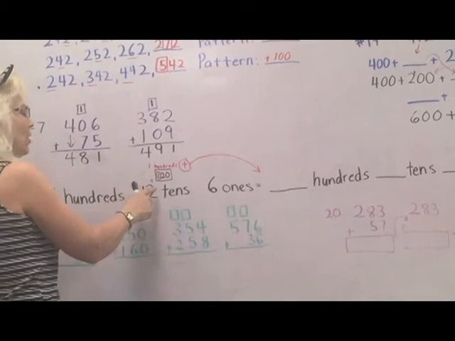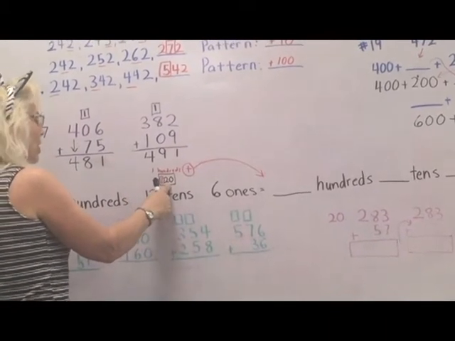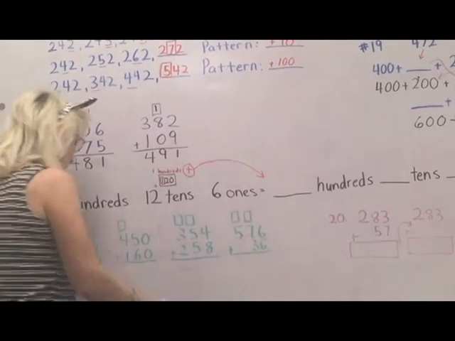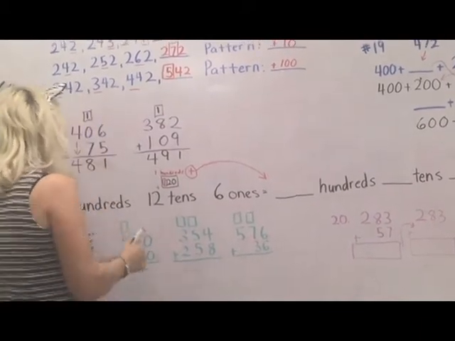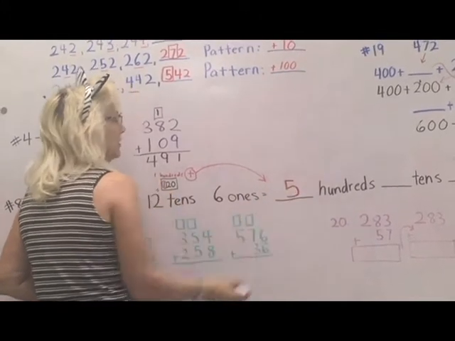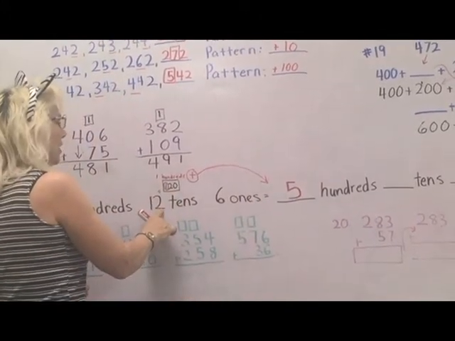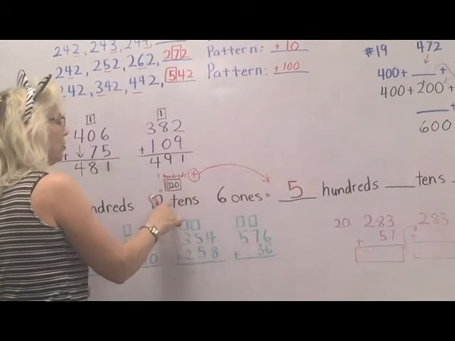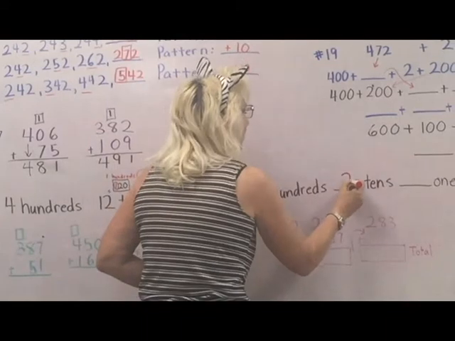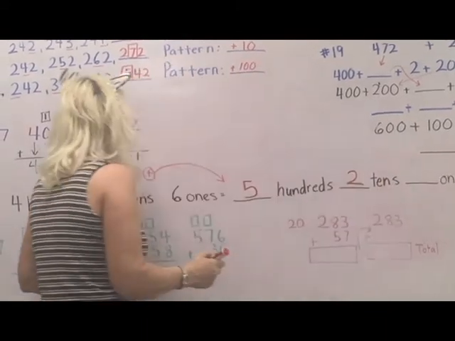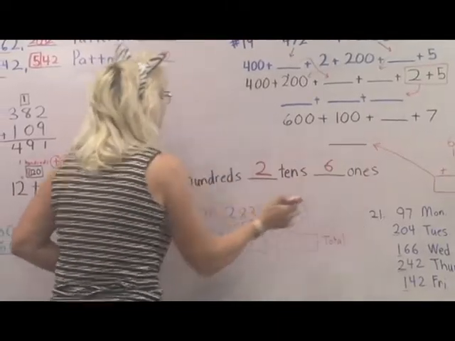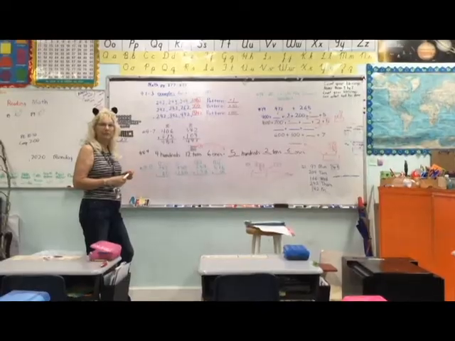Because there is 120 right here, that means that you're going to add the 1 to the 4. So now this will become 400 plus 1, which is going to be 500. And then there are only 2 left here in the 10s, so there's going to be 2 groups of 10. And then there is going to be 6 groups of 1s.